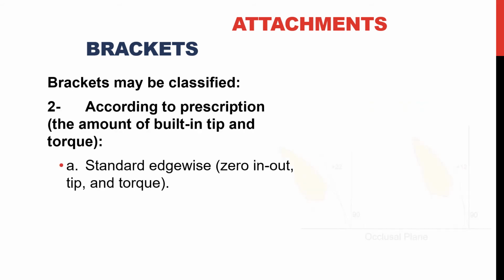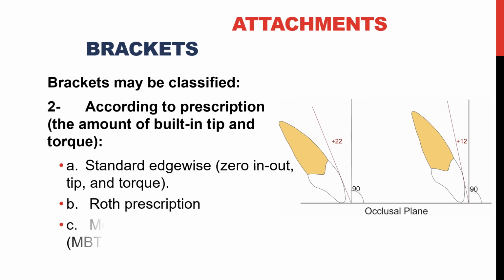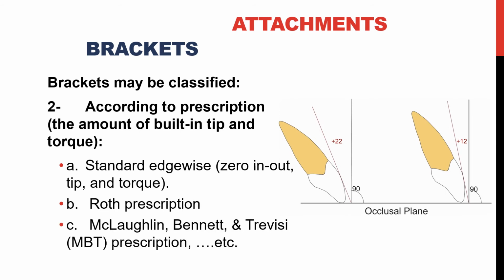They can be also classified according to prescription, and we have known that prescription means the amount of built-in tip and torque. There are different prescriptions. The original is a standard edgewise with 0 in-out, tip and torque, and there is the Roth prescription and McLaughlin-Bennett-Trevisi, which is known as MBT prescription. And there are many other prescriptions as well.